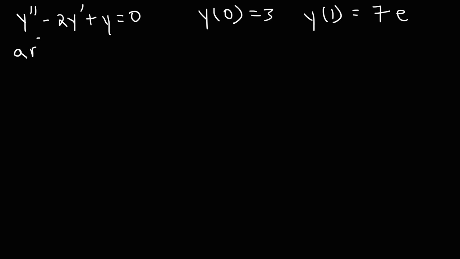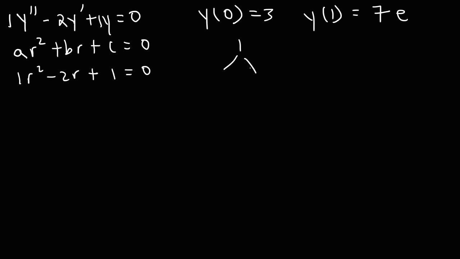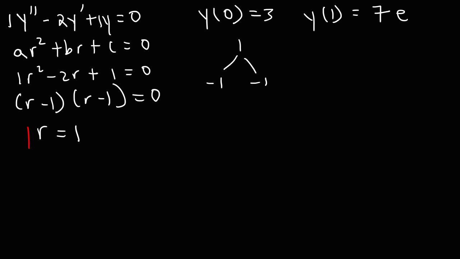So let's write a r squared plus br plus c right beneath it. So we can see that a is 1, b is negative 2, and c is 1. Now we need to factor the trinomial. Two numbers that multiply to 1 but add to the middle coefficient negative 2 will be negative 1 and negative 1. So what we have here is a perfect square trinomial. And we could see that r is equal to 1. So we have one real solution, which means we are dealing with case number 2.